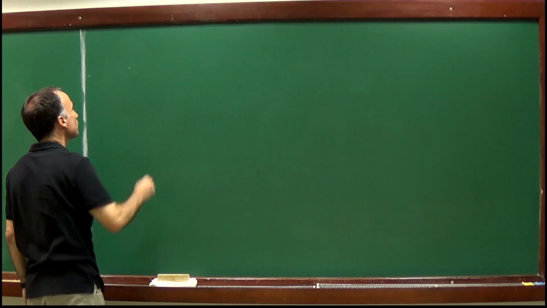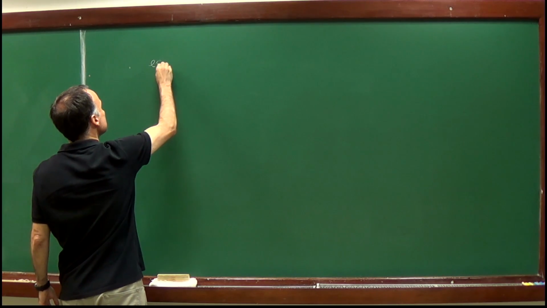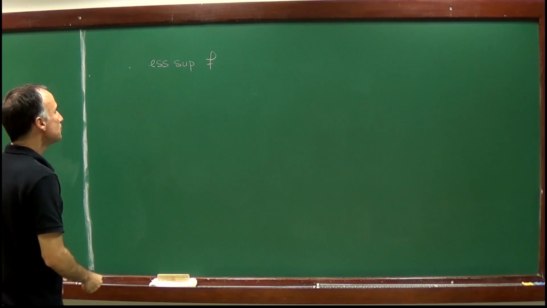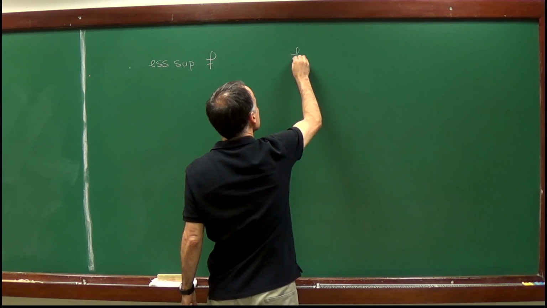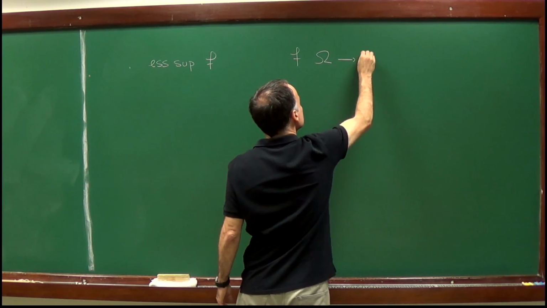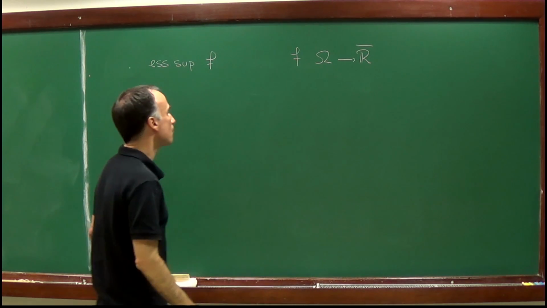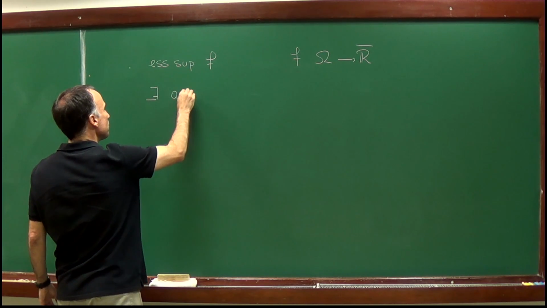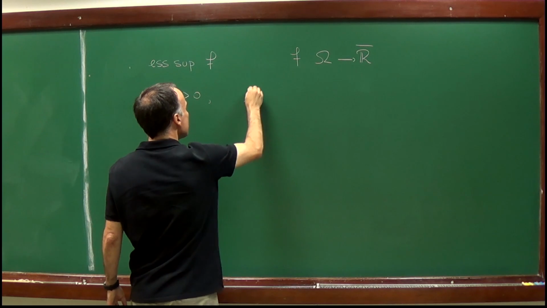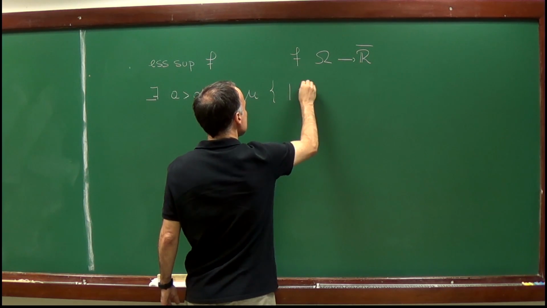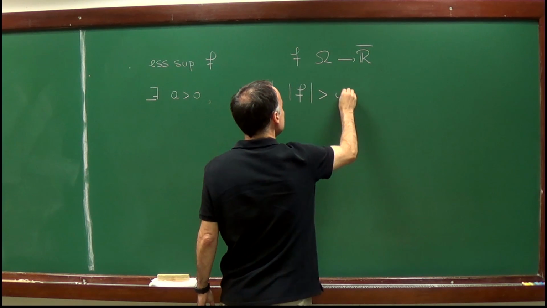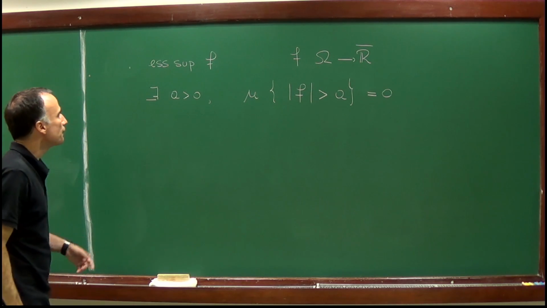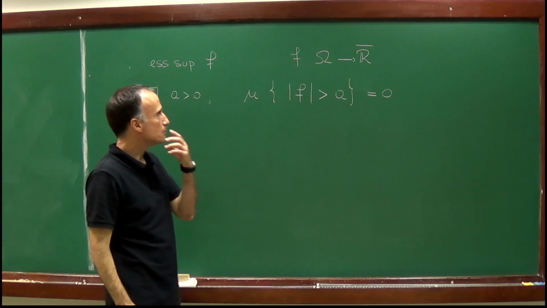So for that, I will introduce the idea of essential supremum of a function. Assume that I have a function f defined on omega, taking values in the extended line, and assume that there exists a positive a such that the measure of the points x such that f is larger than a is 0. Okay, assume that there exists some a which has this property.